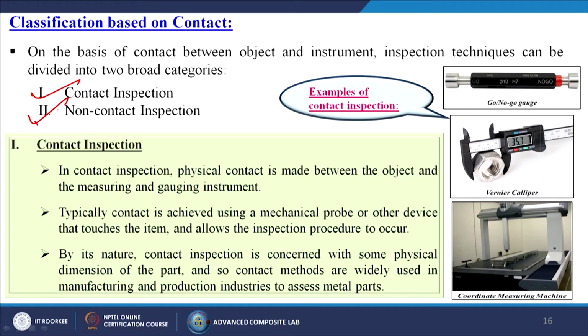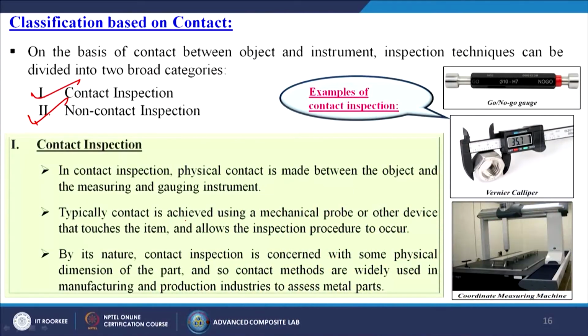So, in contact inspections physical contact is made between the object and the measuring and gauging instrument. Say suppose I want to measure the diameter of any particular tube or pipe. So, I am going to use some kind of vernier caliper or some kind of measuring technique in which I have to touch that particular part. So, that is why it is known as contact inspection.